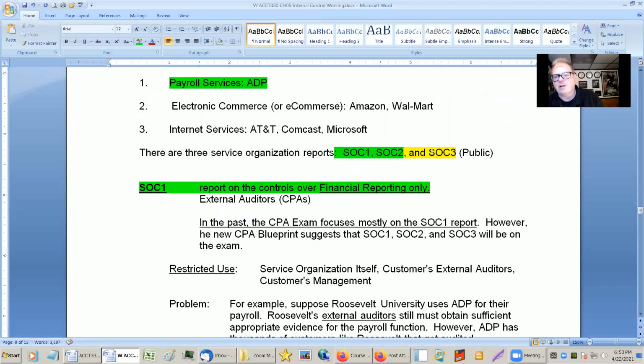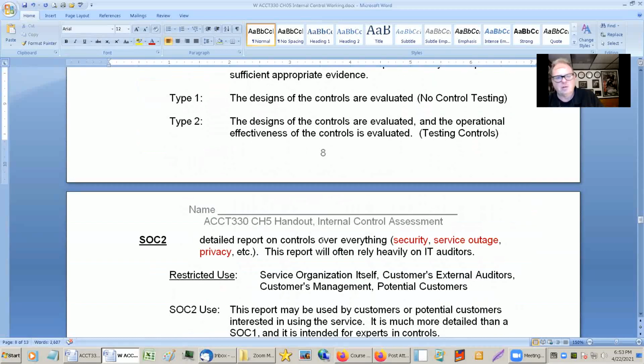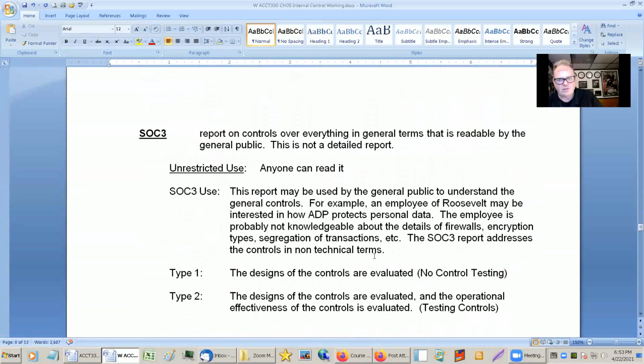So SOC 3 is for the public. So that's the last one. SOC 2, SOC 3. So SOC 3 is for the public.